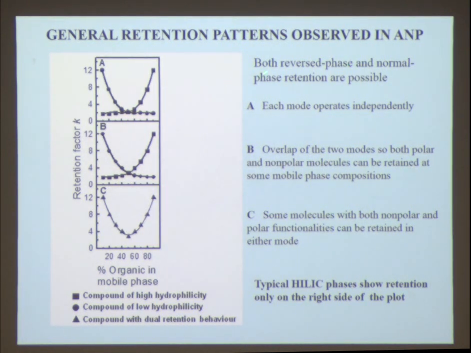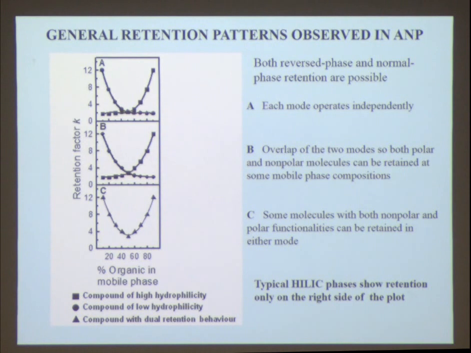It has what's referred to as both reverse phase and normal phase retention. So I'm going to define that here. This left-hand axis tells you about how well a particular compound is retained. And there's a mathematical term for that called a retention factor. And on the bottom is the composition of the mobile phase, shown in percent organic of the mobile phase.